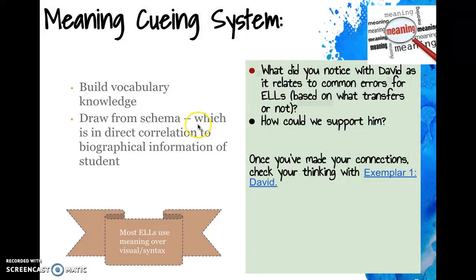Thinking about what you have just learned around common lenses to think about meaning, read the questions on the slide and pause the screencast to connect this to what you notice with David. Then check your thinking on the synthesis part of the exemplar under meaning.